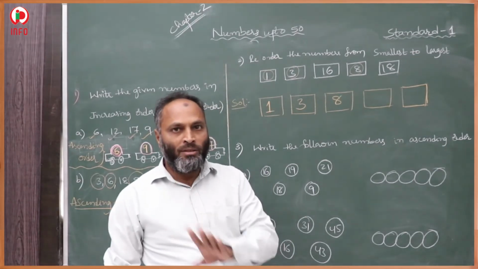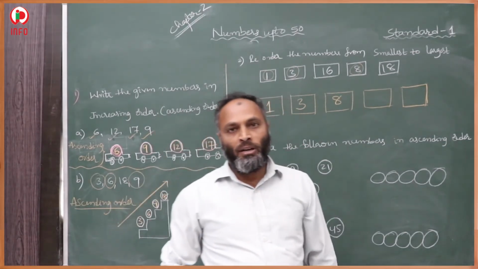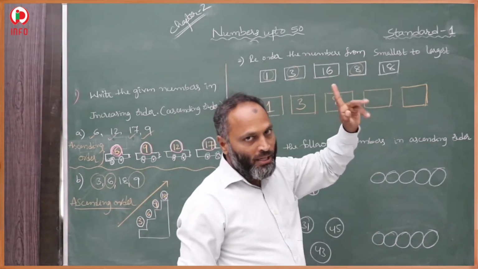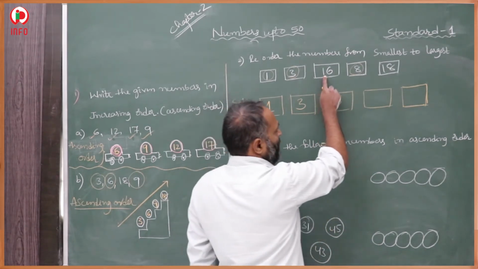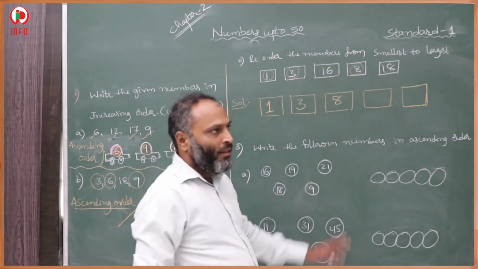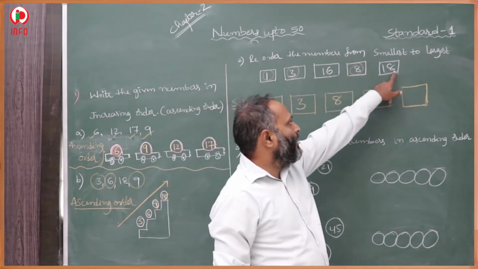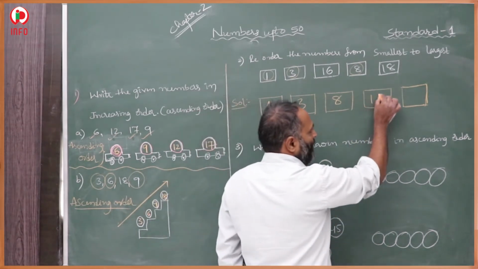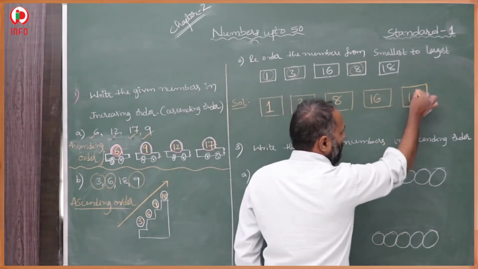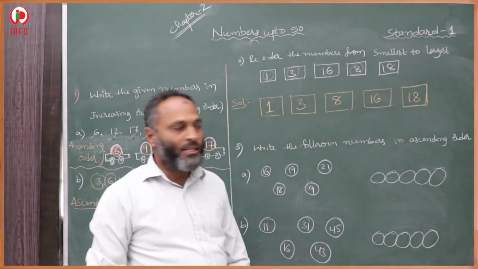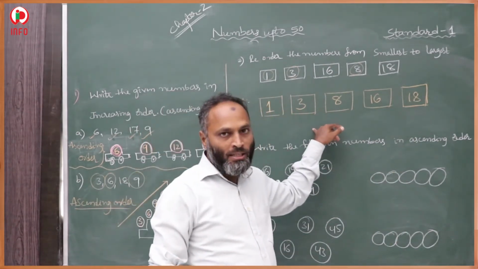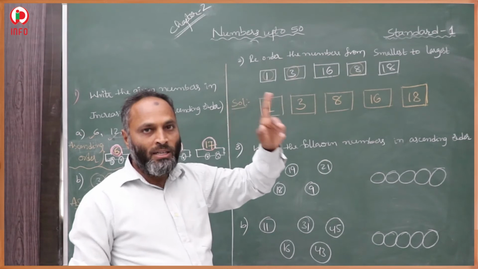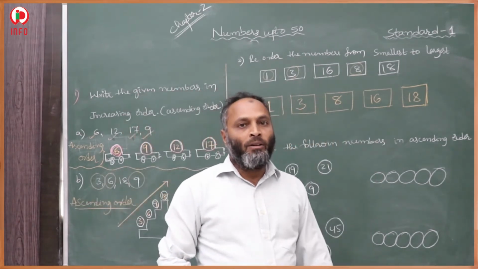Now single digit numbers are over. Now we go for double digit numbers. These 2 are 2 digit numbers. In the tens place we have 1 and 1, which are equal. Then we go for the ones place, 6 and 8. 6 is smaller, so 16 is smaller, then after that 18. In this way we rearrange from smallest to largest.